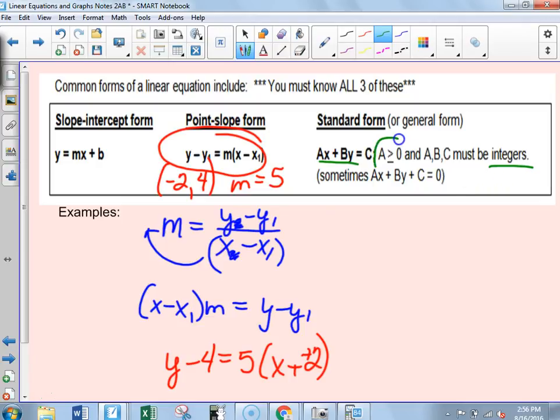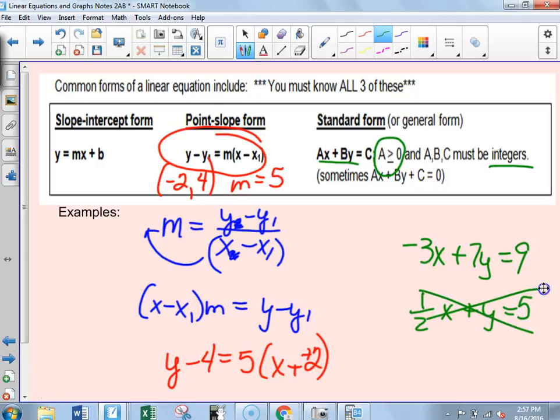And it says right here that the first number, a, has to be positive, greater than 0. So this doesn't work, because you'd have to change all the signs, okay? The first guy out in front's got to be positive. You also can't have 1/2 x plus y equals 5. You'd have to multiply through by a 2 and get rid of all the fractions, okay? Because this is not standard form until you're rid of the fractions.